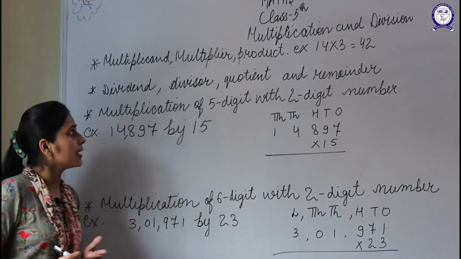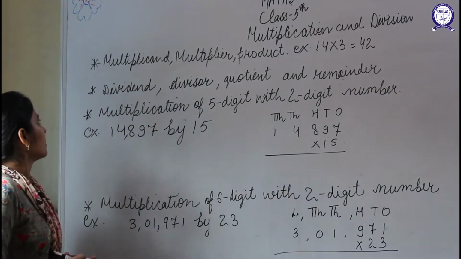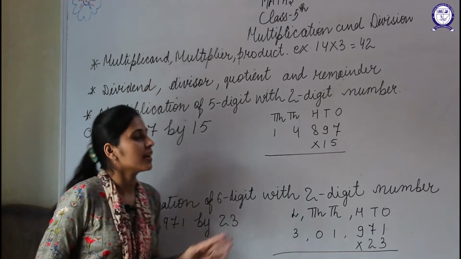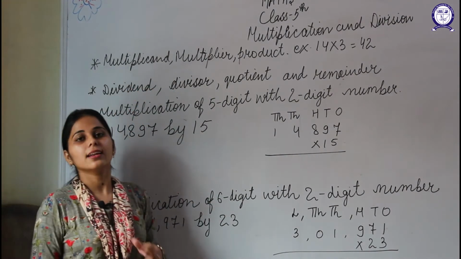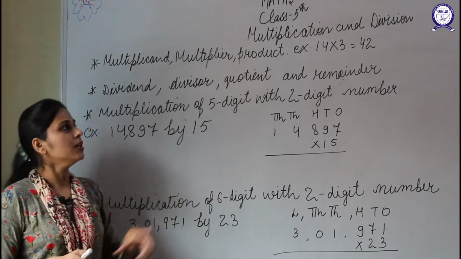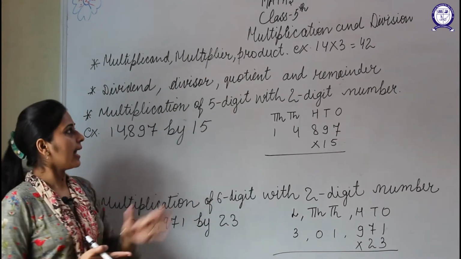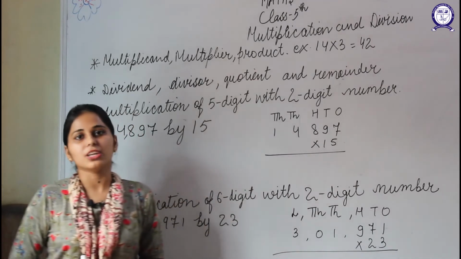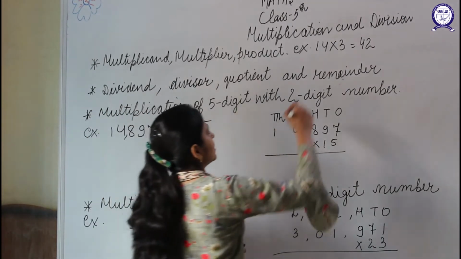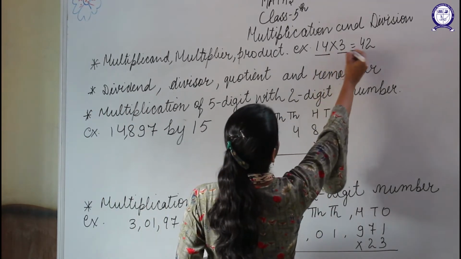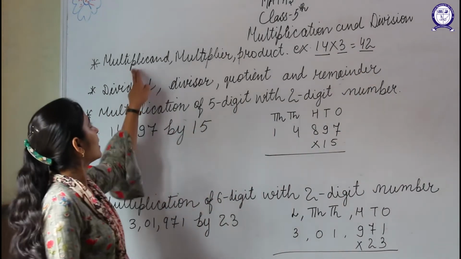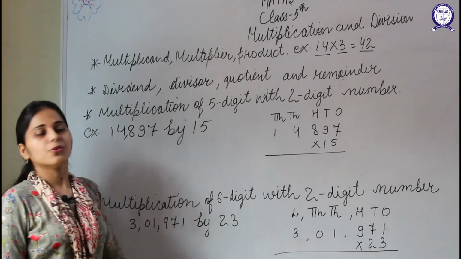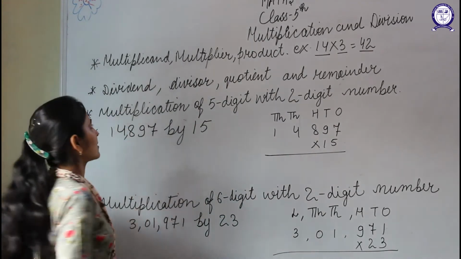There are some terms related to multiplication, students: multiplicand, multiplier and product. First of all, the number we are multiplying is the multiplicand, the number we are multiplying with is the multiplier, and the answer we get after multiplication is the product. Let's take an example. 14 multiply 3 gives us the answer 42. So 14 is the multiplicand, 3 is the multiplier and 42 is the product here, students.